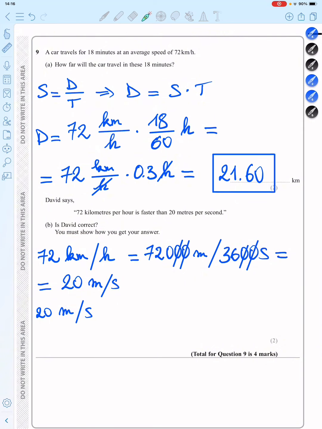It's the same speed. And therefore, David is not correct, because David says that 72 km per hour is faster, and it's not faster. Rather, it's the same speed. Therefore, David is not correct. And that is our final answer.